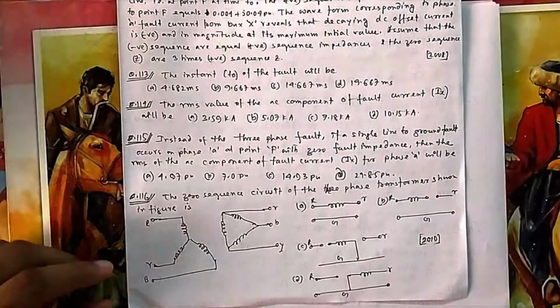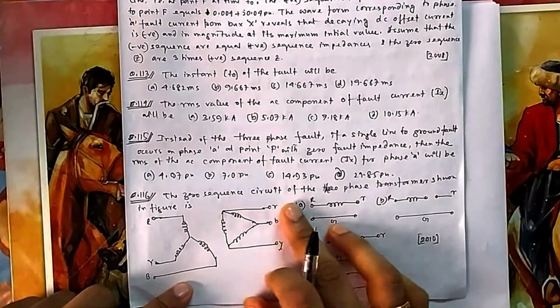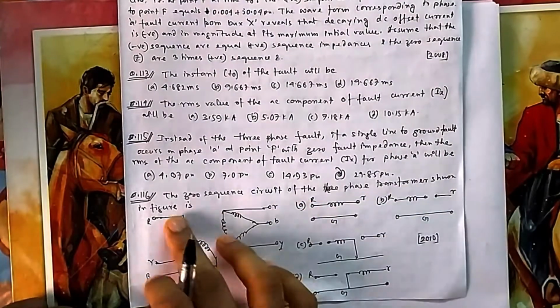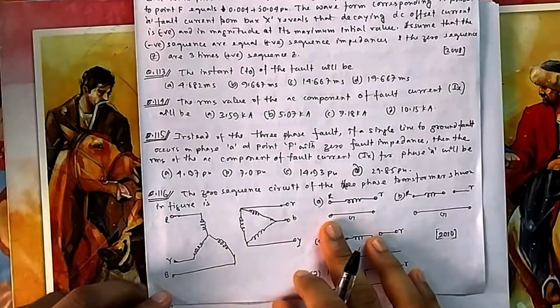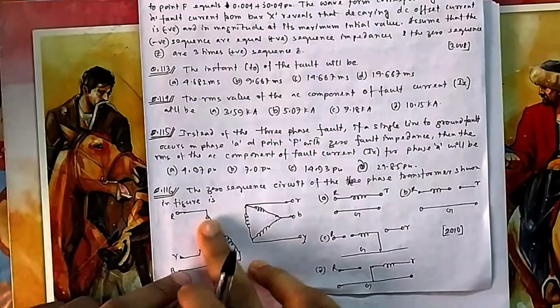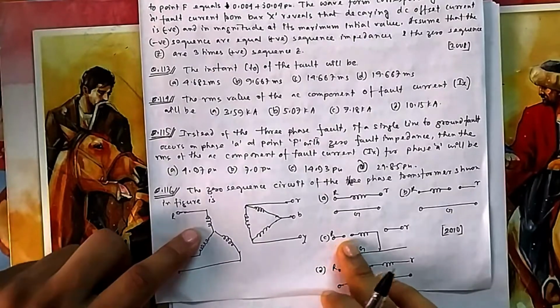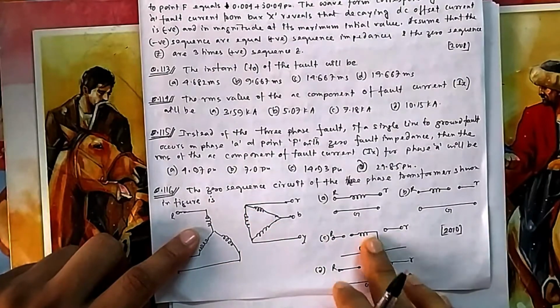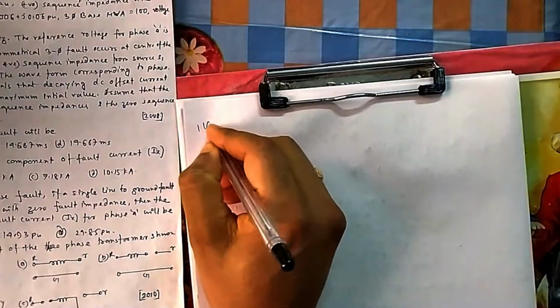Okay students, in question number 116, the zero sequence of the three-phase transformer is shown in the figure. What should be the zero sequence circuit? I have explained to you, star means this side connection will not be there, and delta means this side it should be closed. The connections I have already explained in one question.